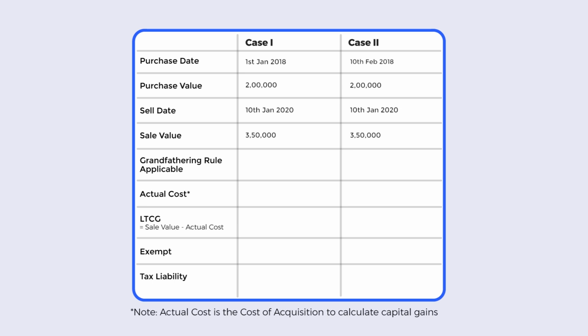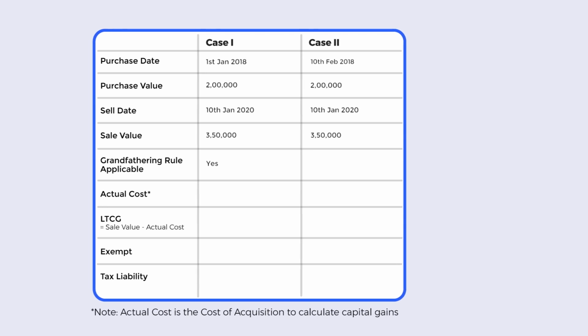So this grandfathering rule will apply in case 1 since the shares were purchased before 31st January 2018 and income is realized in financial year 2019-20, and therefore we will consider FMV, which is the price of shares as on 31st January 2018 to calculate capital gains. FMV is 2,40,000 in this case. You can find the fair market value of the shares on the stock exchange website.